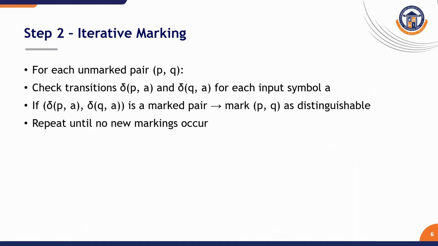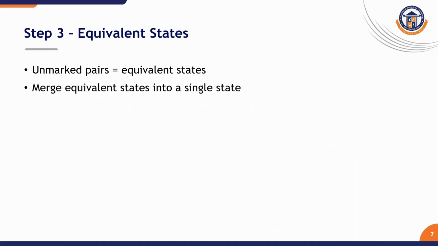Step 2, iterative marking step. In this, we iteratively check all the unmarked pairs. For each input symbol, we look at the transitions from those states. If the next states form a distinguishable pair, then the current pair also becomes distinguishable. We repeat this process until no new markings can be made. Step 3, finally, the pairs that remain unmarked represent equivalent states. These can be merged together to reduce the DFA.